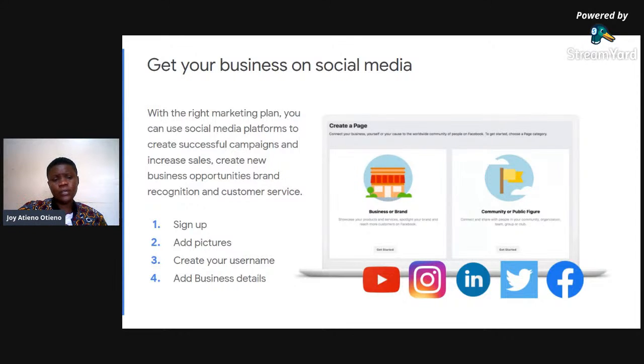So the way you get on social media is simple. With Facebook, your business pages cannot stand alone. They must run on your personal profile. So with Facebook, you must have a personal profile, and from this personal profile is when you can set up your business page or your business groups. With Twitter, Instagram, YouTube, and LinkedIn, it's simple. You can just go in and sign up and create a standalone profile that is independent from your personal profile.